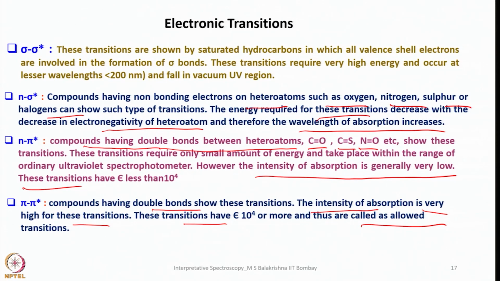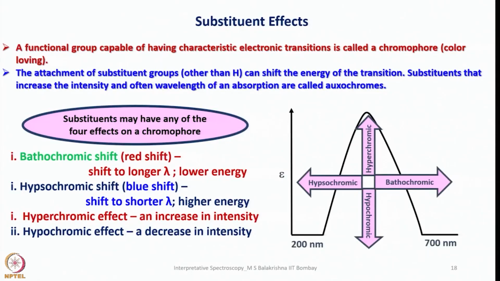Pi to pi star, compounds having double bonds show these transitions. The intensity of transition is very high for these transitions. These transitions have epsilon value in the range of 10 to the power of 4 or more, and they are also allowed transitions. All these electronic spectroscopy, if you look into it, all these compounds have different regions of UV visible range. So that means definitely we have substituent effects.